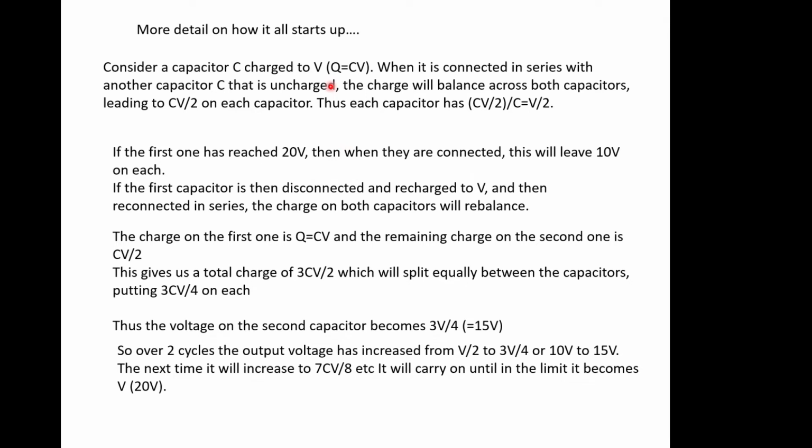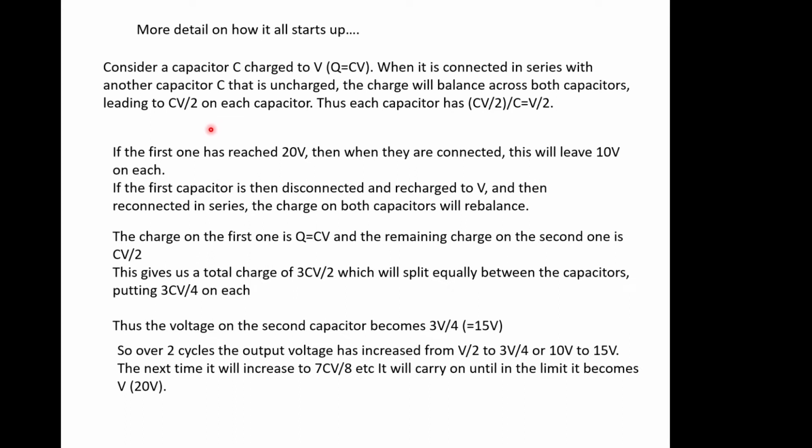Do we really need to go through it all? Well, anyway, let's go through it. So consider capacitor C charged up to V, so Q equals CV, that's the charge on the capacitor. When it's connected with another capacitor that is uncharged, the charge will balance across both capacitors. So if you have one capacitor, you charge it up, and you put another one in parallel with it, the charge will balance, and you'll end up with V over 2 on each capacitor.